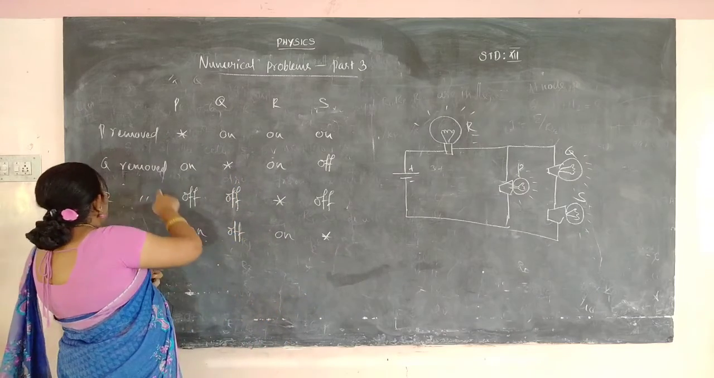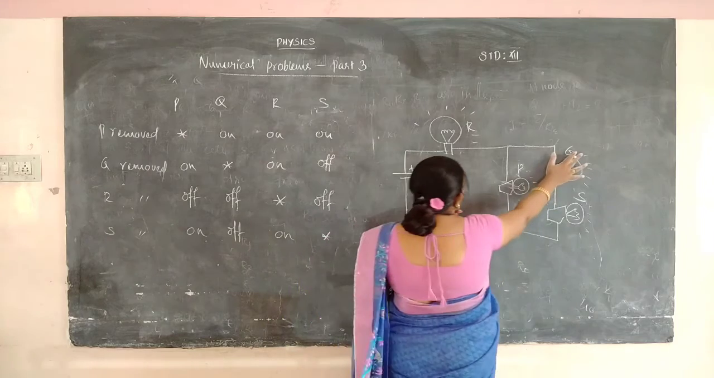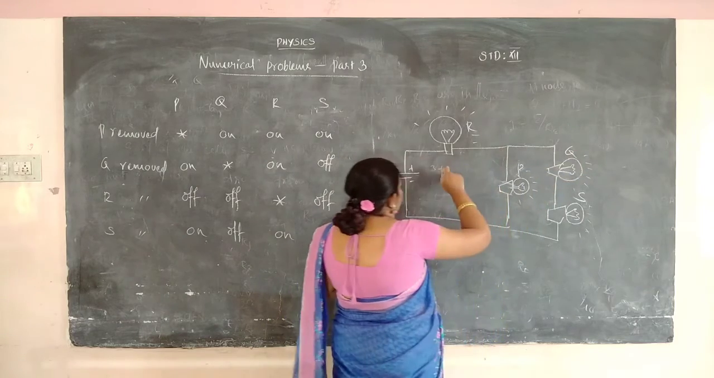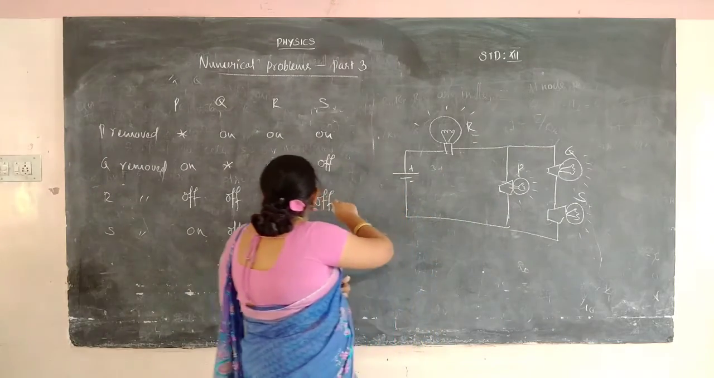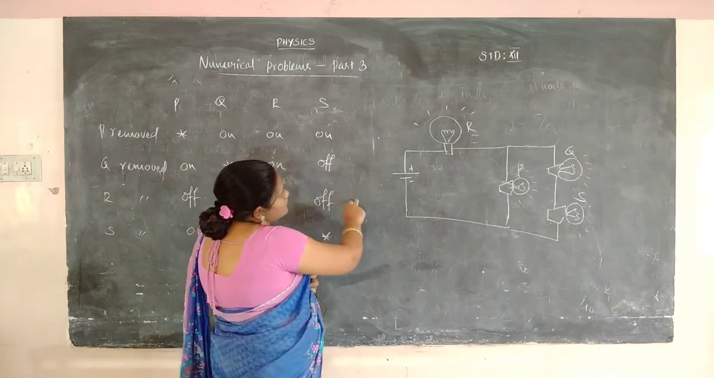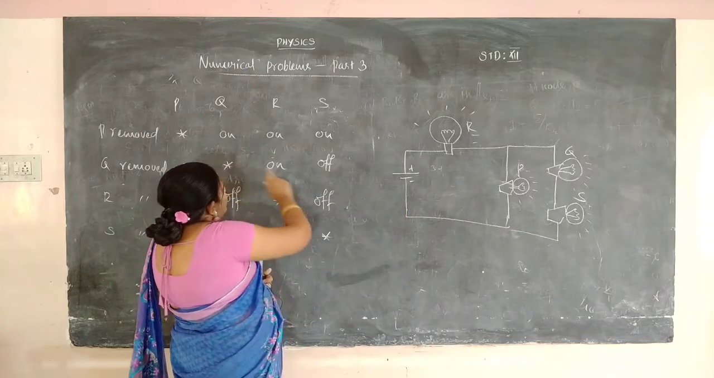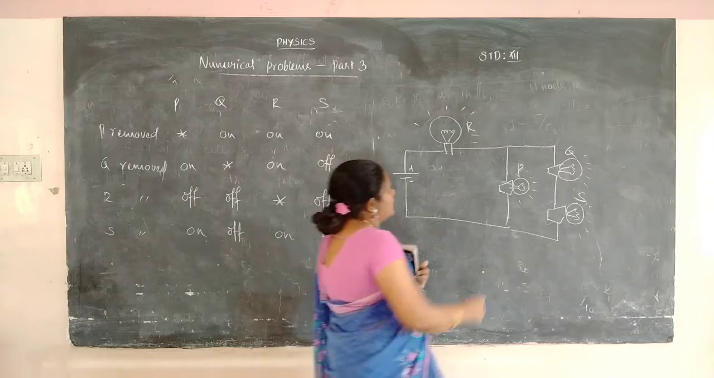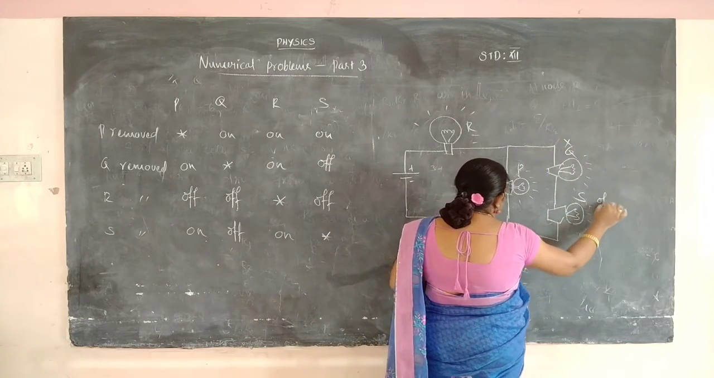Then second one is Q is removed. This remove பண்ணிட்டீங்க. The current will be flowing R and S. So R and S, R it will be on, and P it will be on. But இங்கே வர இதை நீங்க ரிமூவ் பண்ணதுனால இங்கே கனெக்ஷன் கிடைக்காது. So S to be off.